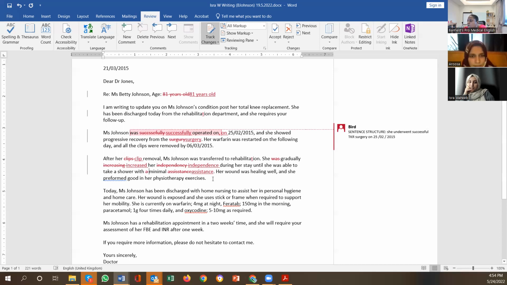Her wound was healing well, and she performed well in her physiotherapy exercises. Because this is a verb, you need the adverb, whereas good is an adjective describing a noun.